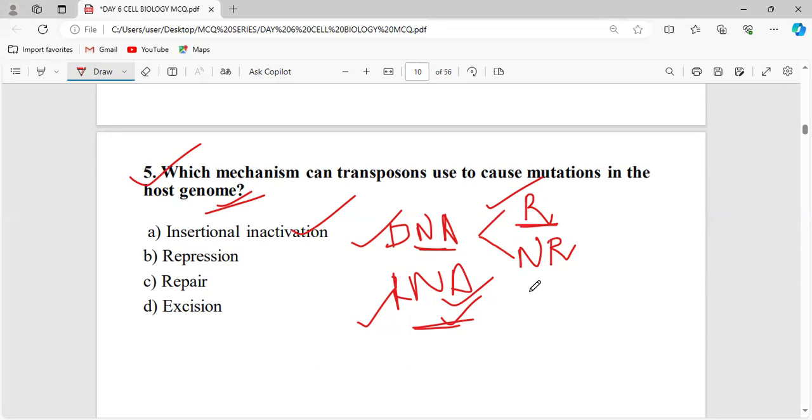Very good. In whichever DNA, whether replicative or non-replicative, the total number of copies will increase. In replicative DNA, it is called the copy and paste transposition. Here, the total number of copies will increase. In non-replicative DNA, it is a cut and paste transposition. Here, no copies will be increased.